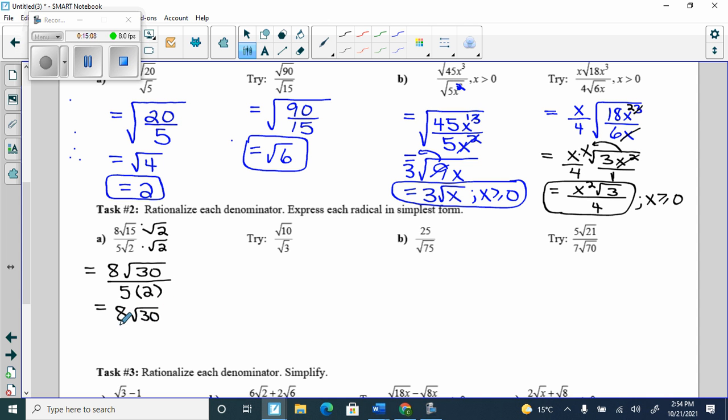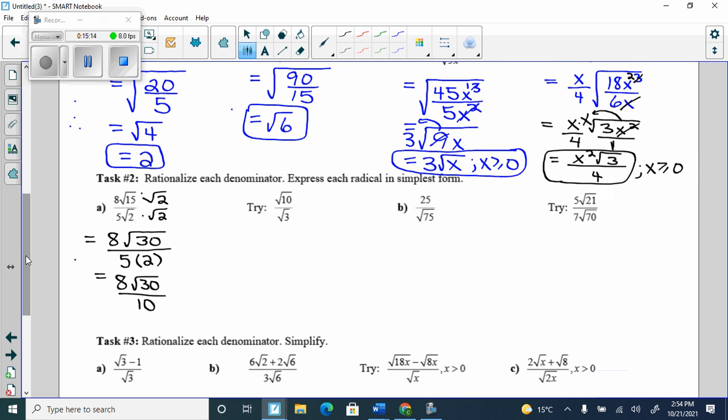Is there anything else I could do here? What? Simplify how? Divide each coefficient by 2. So this would become a 4, and this would become a 5. This is like the quadratic formula, right? If it had those coefficients, we could take it out. 3 for 1 deal. This is just a 2 for 1 deal. So I'm going to get 4 root 30 divided by 5.